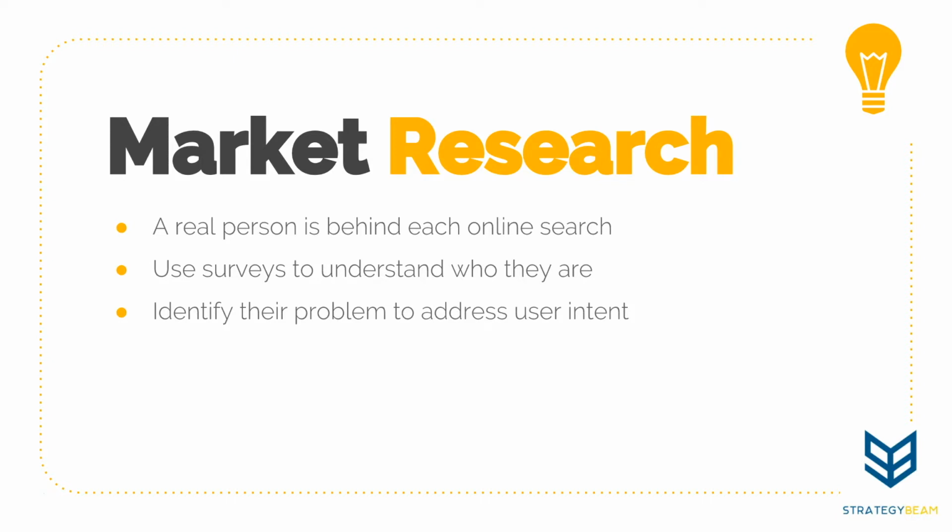Well, you could use tools like SEMrush and Ahrefs to find kind of keyword research, which we'll talk about later, but there's other ways that you can do it as well. And these are really the best ways. You can use surveys to understand who your customers are, and you can also use quizzes to understand what their needs are. And if you identify their problem, then you can address their user intent, meaning, like we talked about before, female running shoes for the wintertime.